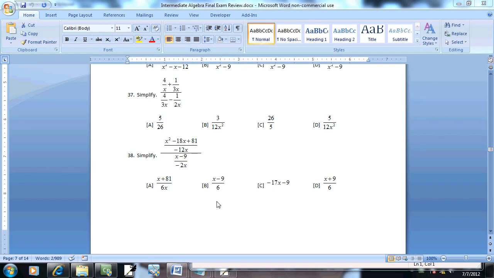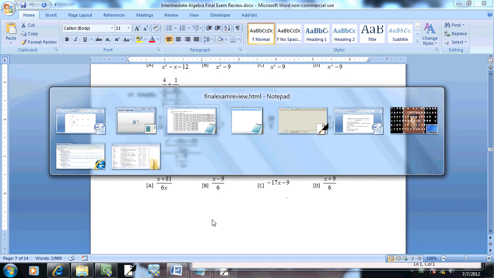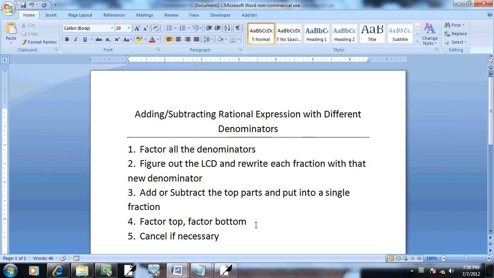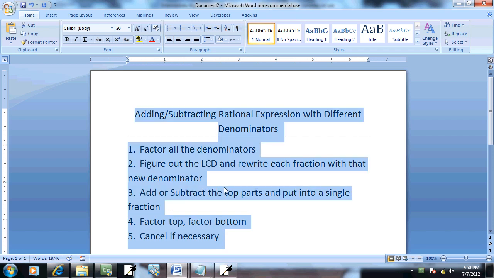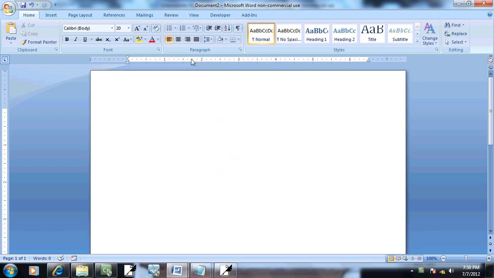Let's take a look at problem number 37. And there we go. And this is simplifying complex rational expressions.